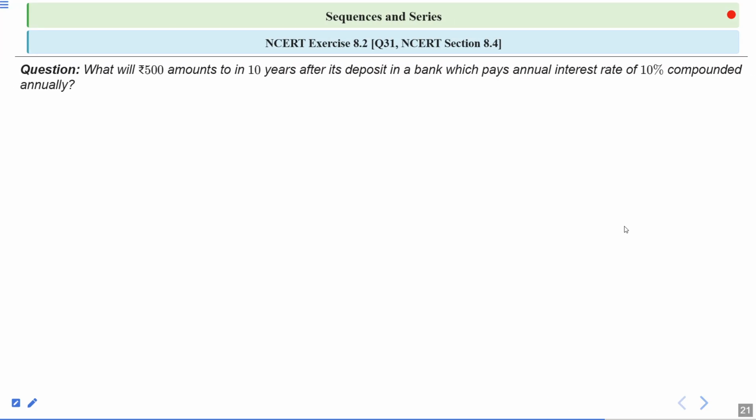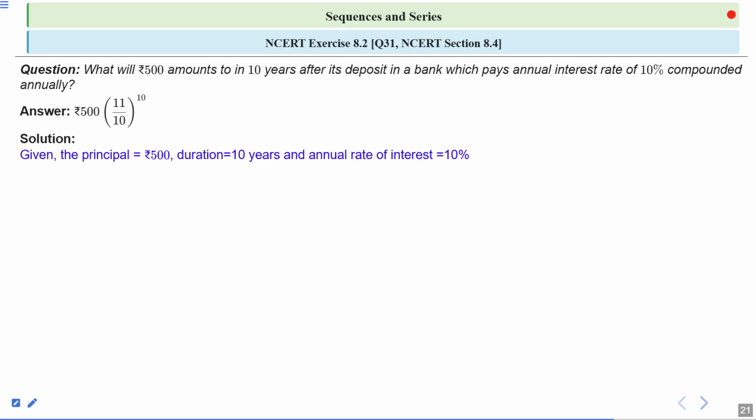So what do we have to find here? We have to find what will rupees 500 amount to in 10 years after its deposit in a bank which pays an annual interest rate of 10% compounded annually. So the answer is 500 times (11/10) whole to the power 10. This is the final answer. First of all, we will see how to solve this problem. So let us see the solution.